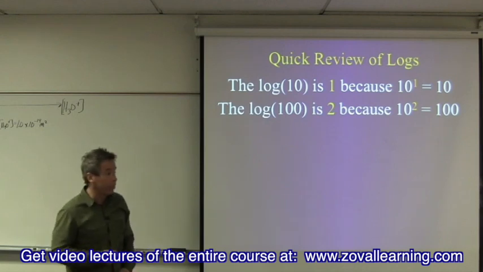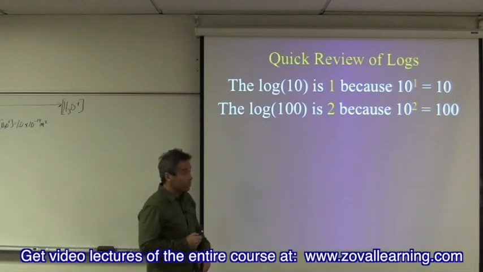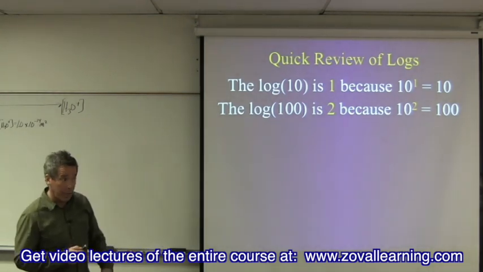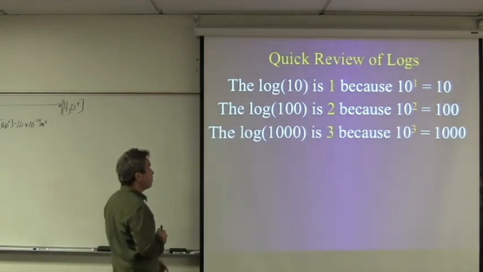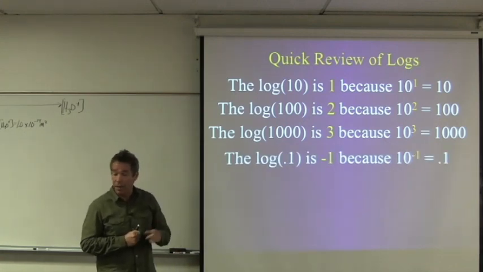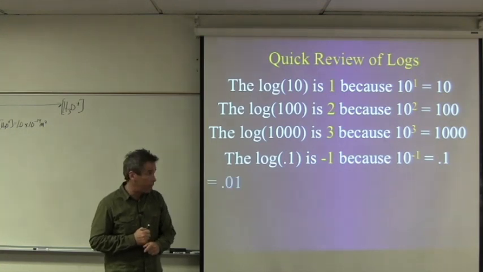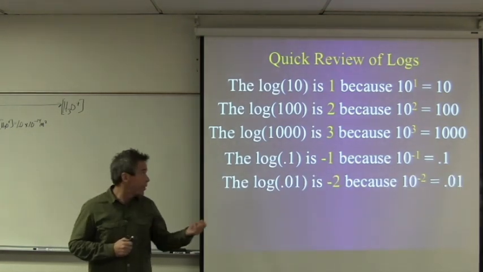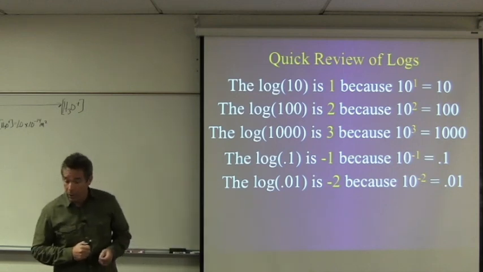What's the log of 1,000? The log of 1,000 would be 3 because 10 to the third is 1,000: 10 times 10 times 10. The log of 0.1 is negative 1 because 10 to the negative 1 is 0.1. The log of 0.01 is negative 2 because 10 to the negative 2 is 0.01.